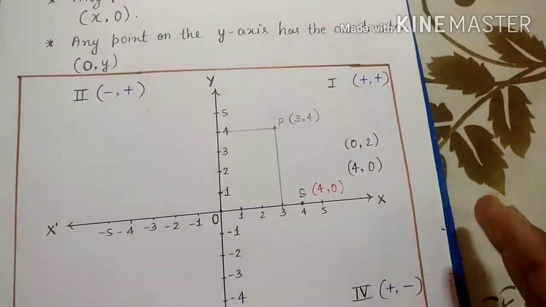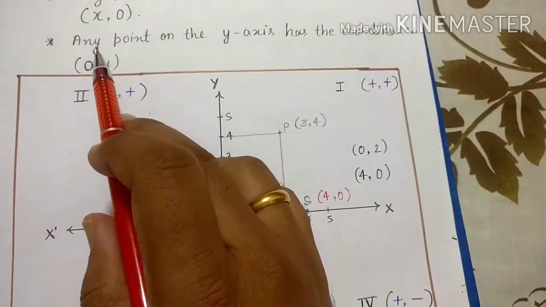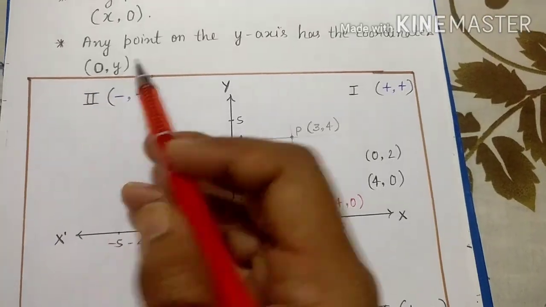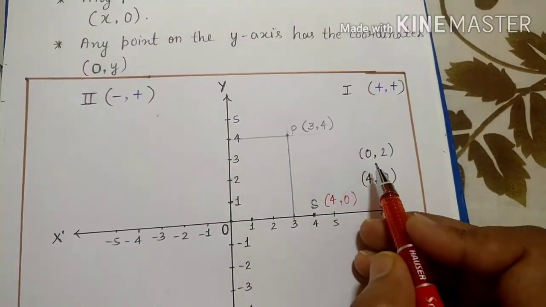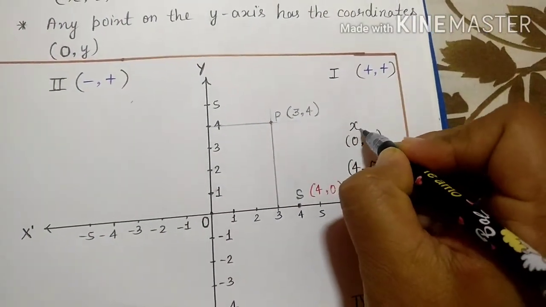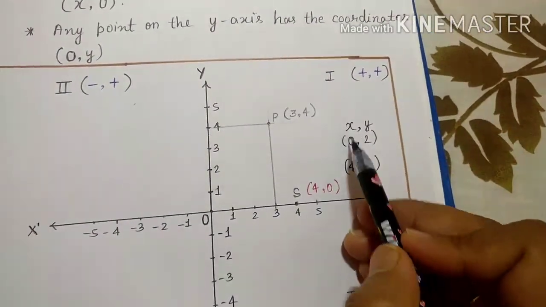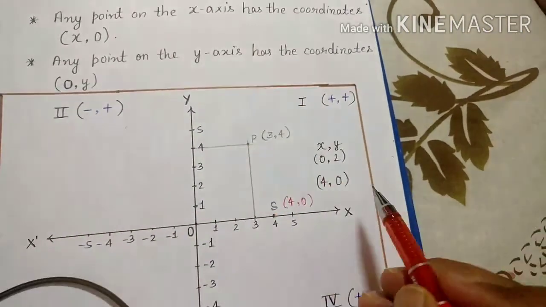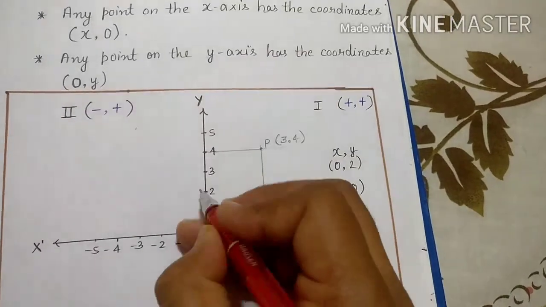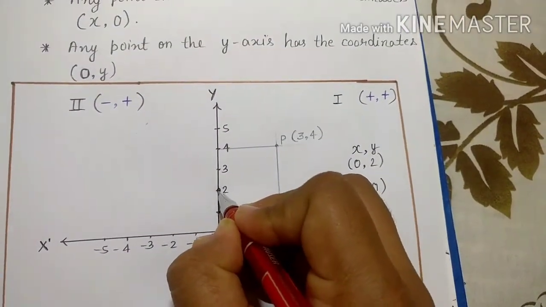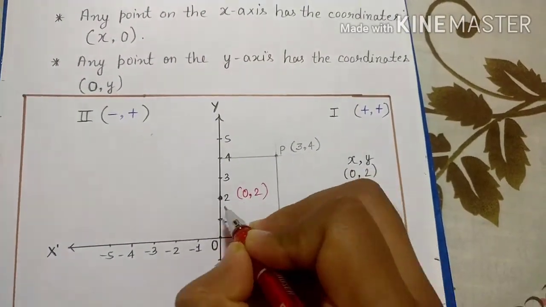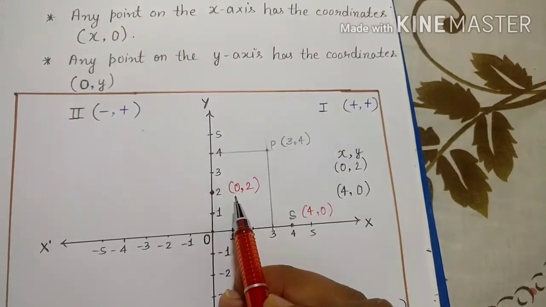Next, they have written that any point on the y-axis has the coordinates (0, y). Suppose the point given is (0, 2). You know that first we write x, then we write y. So x is 0, y is 2. It means y is plus 2. So where is the 2? 2 is here.